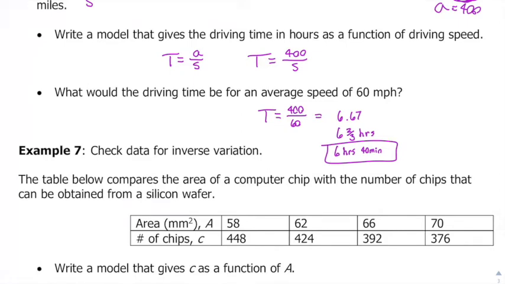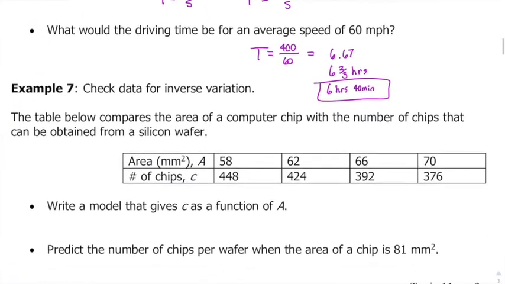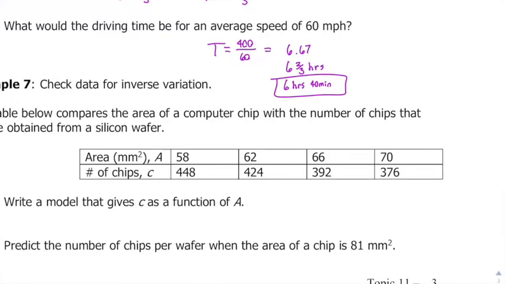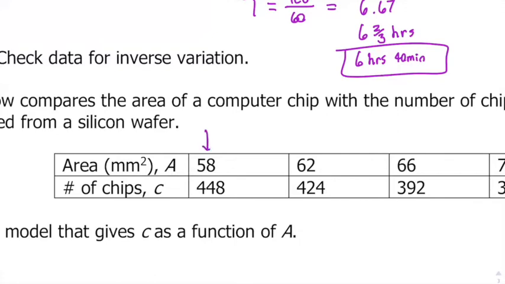Cool. One more here. The table below compares the area of a computer chip with the number of chips that can be obtained from a silicon wafer. Okay, I'm not really sure what that means there, but apparently it is an inverse relationship here. So this one, they gave us a table. Remember, to find an inverse relationship, we need to check and see if all the products are the same. So we're going to check. Remember, A is equal to Y times X. And then we're going to see if these are all the same here.